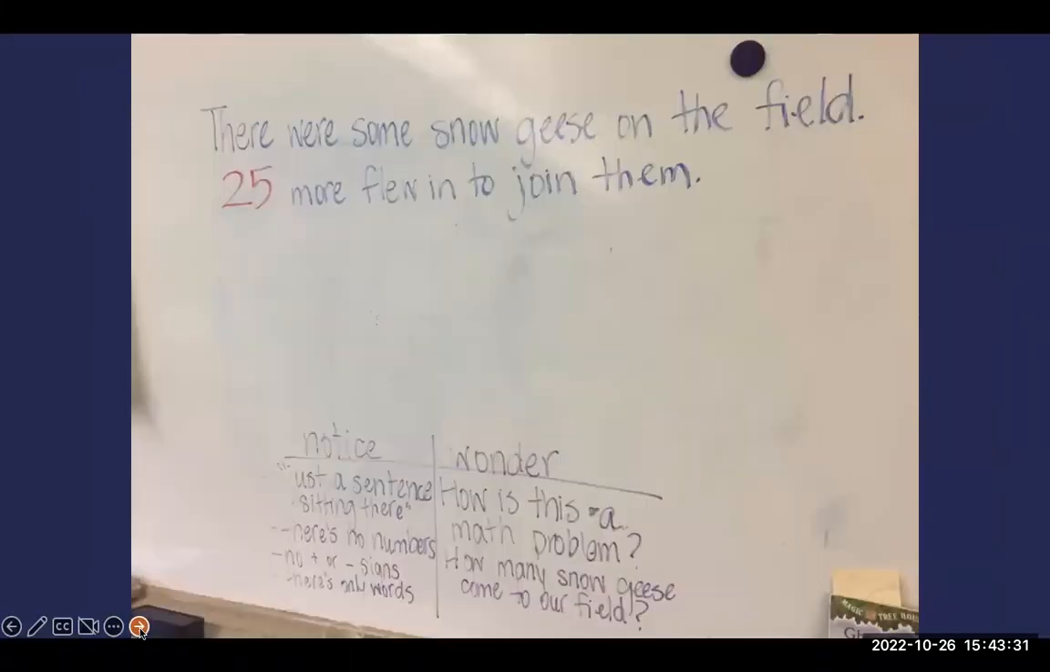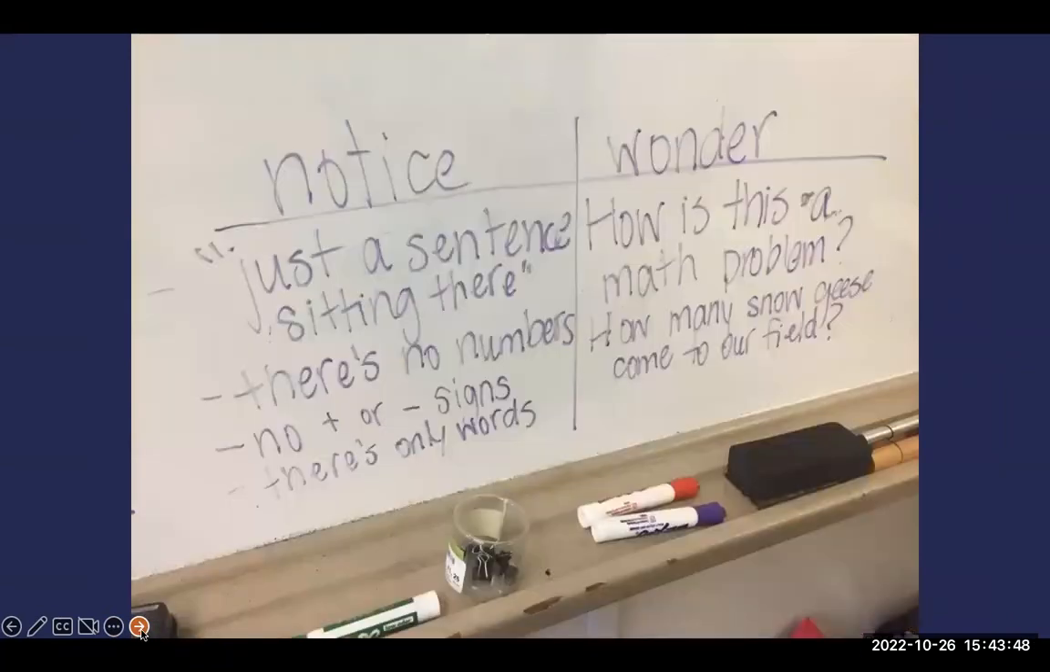Here's a snow geese problem. This was in a grade 2 and 3 class over at Garden City. There were some snow geese on the field, 20, and it said some more flew to join them. I did the notice and wonder at the beginning. 25 more flew in to join them, which is happening right now. Here's some of their noticings and wonders. This is just a sentence sitting there. There's no numbers. There's no plus or minus signs. There are only words. How is this a math problem? How many snow geese come to our field? That's a great wonder question.